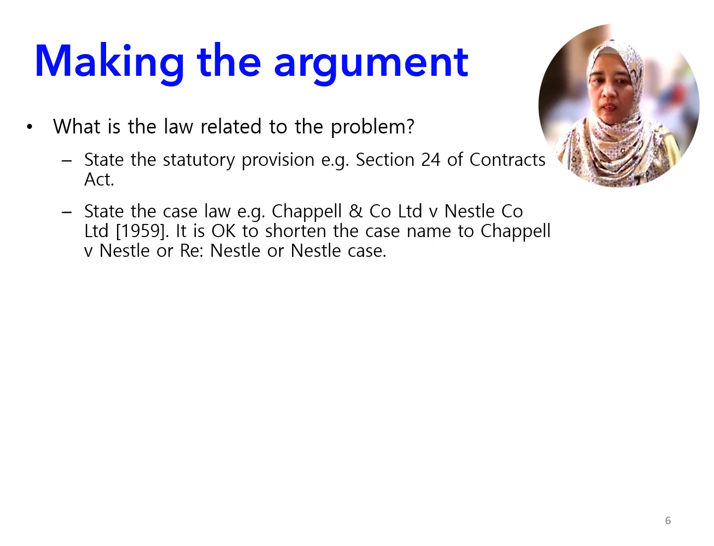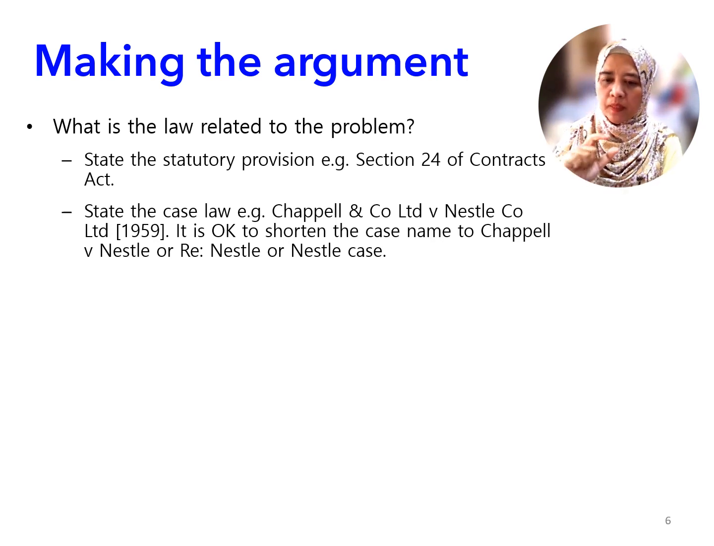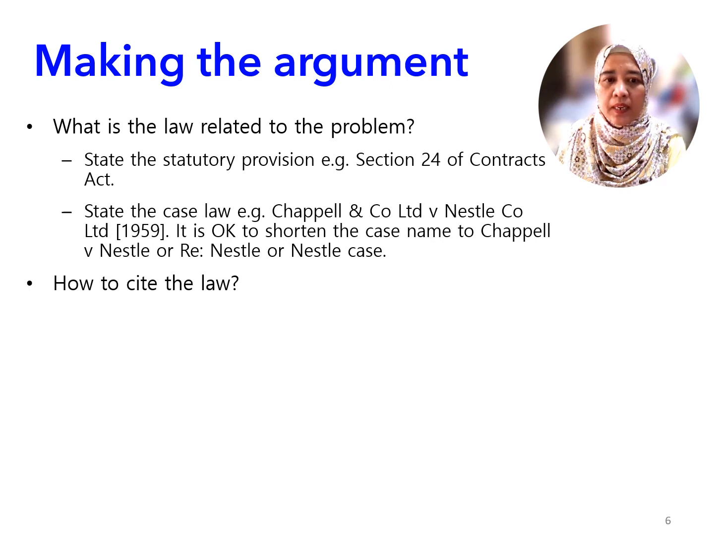Now it says there, state the case law, for instance the full name, but it is very expected that during the exam you may experience blanking out, forgetting the full name, let alone remembering the year. So it's okay to shorten the case name to, for instance, just the plaintiff and defendant, Chapel versus Nestle, or you can put reference Nestle or Nestle case. Just make sure you have a portion of the name, and the portion that you want to cite is distinguishable. If you say John case, it's difficult, because John is very common. So make sure you remember the portion of the case name that is memorable, that is easily identifiable by your examiner.